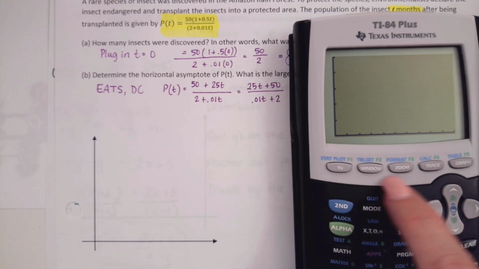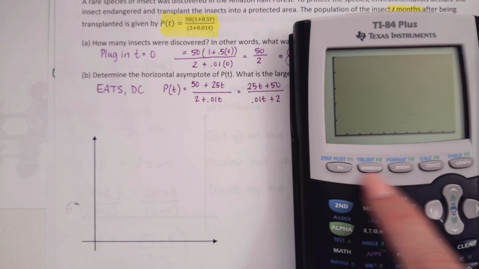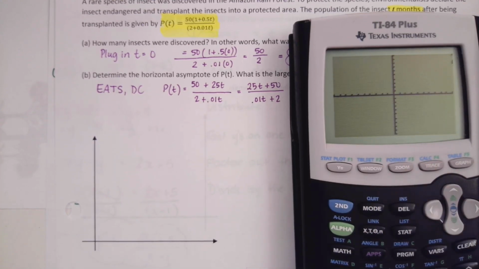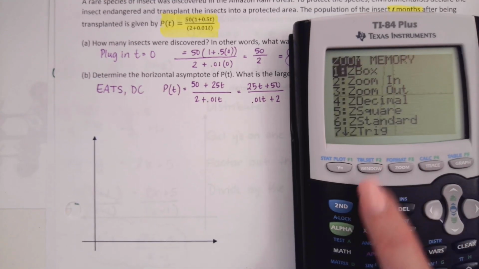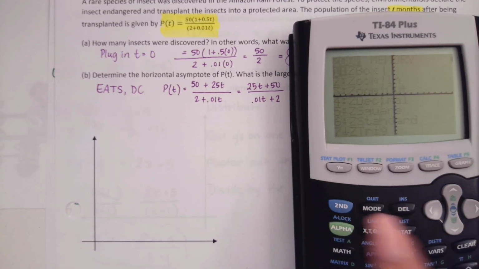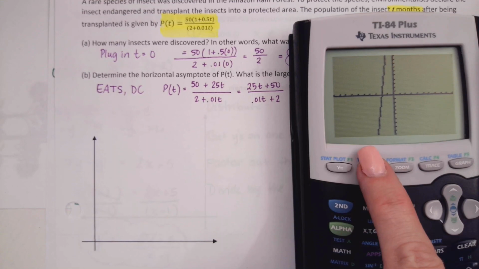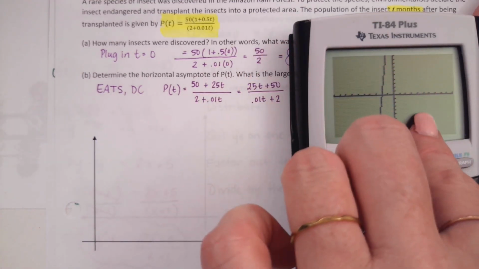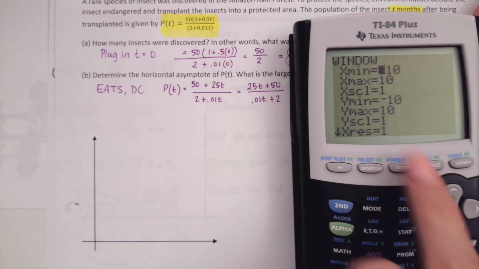Alright. I'm going to press zoom standard so I can just go back to my regular window. Okay, well, there's a little something there on the regular window. So I press zoom and then option 6, which is the standard window. Alright, so going to my window now to adjust it. Again, I don't need any of quadrant 2, 3, or 4. I only need quadrant 1.